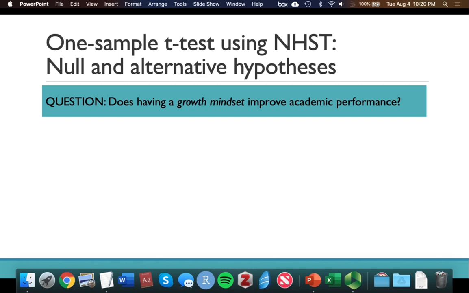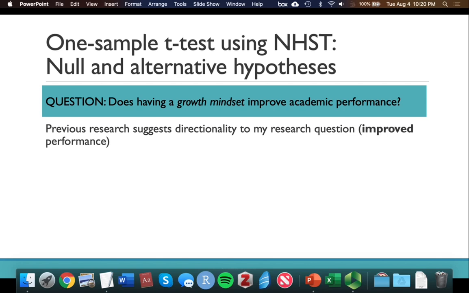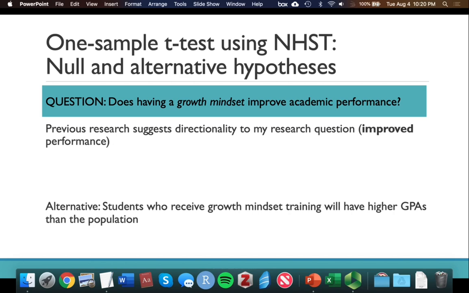So, now that we've laid out our research question, let's establish our null and alternative hypothesis. Let's say that based on previous research, I have reason to believe that there is directionality. In other words, that growth mindset will specifically improve performance. As such, my alternative hypothesis will be that students who receive growth mindset training will have higher GPAs than the population. So let's say, for the purposes of this little example, that the population I'm comparing to has an average GPA of 3.08. Thus, my alternative hypothesis, represented by H1, is that mu is greater than 3.08.